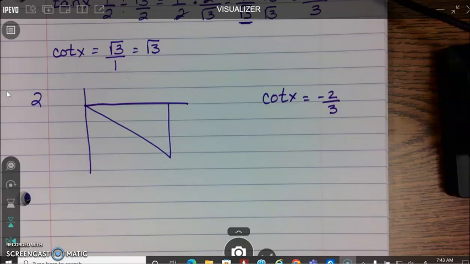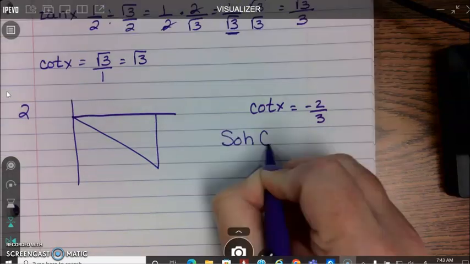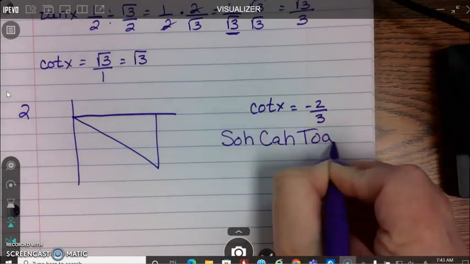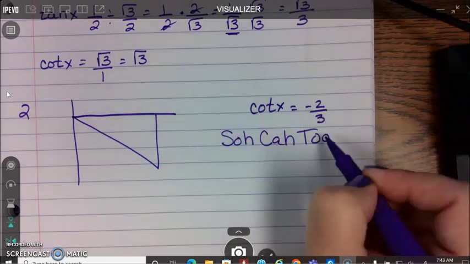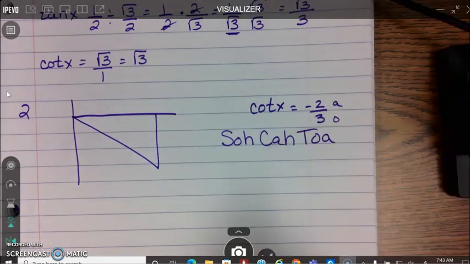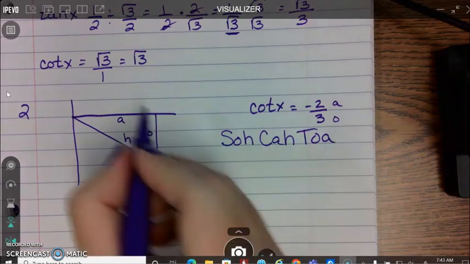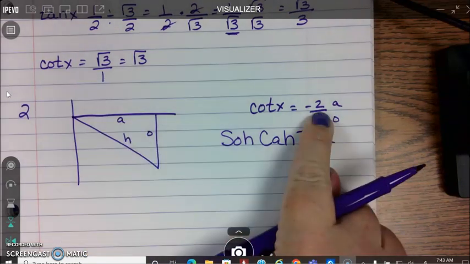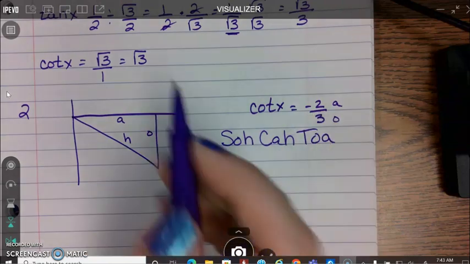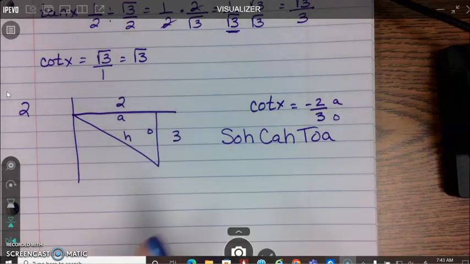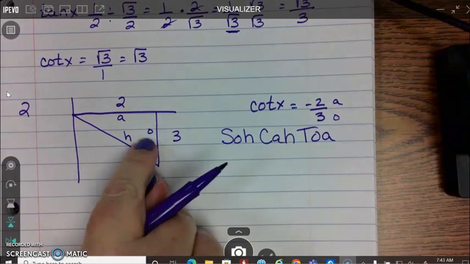Okay, and we're going to go back and use SOHCAHTOA. But this is cotangent, so this will be A over O. Come over here and label. So that negative actually is not going to go to the 2. So let's place those numbers. And remember, quadrant 4, the y value is negative.